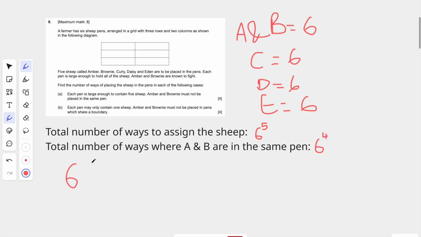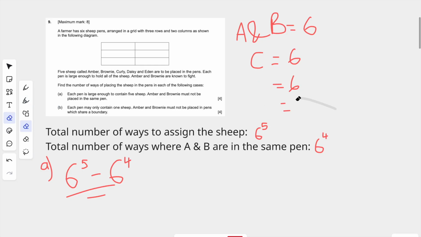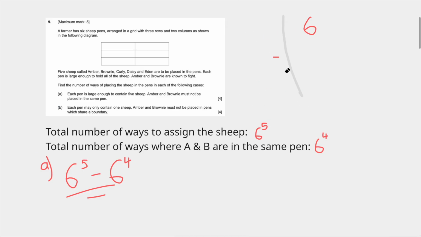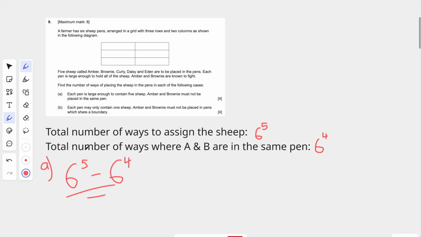Finally, we need to subtract 6 to the power of 5 by 6 to the power of 4 to find the answer to the question, which is to determine the number of ways to assign the sheep given Amber and Brownie are not in the same pen. By subtracting all possible scenarios in which Amber and Brownie are in the same pen, we are able to find the correct answer. Since this paper is a non-calculator paper, you can leave your answer like this and you would get full marks.